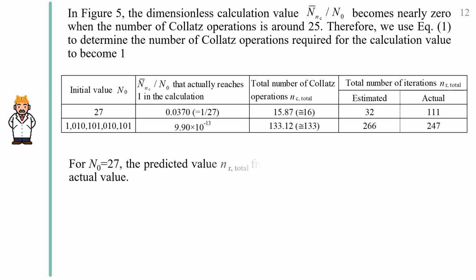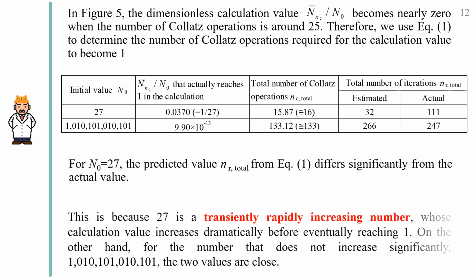For n0 equals 27, the predicted value from equation 1 differs significantly from the actual value. This is because 27 is a transiently rapidly increasing number, whose calculation value increases dramatically before eventually reaching 1. On the other hand, for the non-increasing number 1,010,101,010,101, the two values are close.